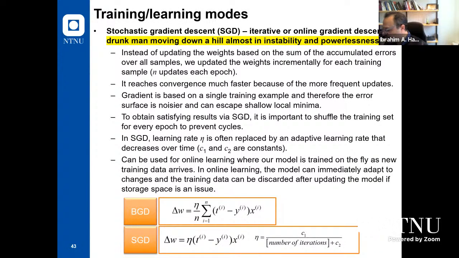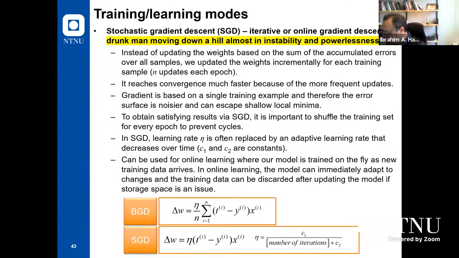Stochastic gradient descent is also called iterative or online gradient descent, and it's like a drunk man moving down a hill, right? He is moving unstably and powerlessly, for example, just moving in different directions. Maybe you can say a very young guy who has lots of energy, too much energy, so he can explore around him. So the learning rate will be noisy.